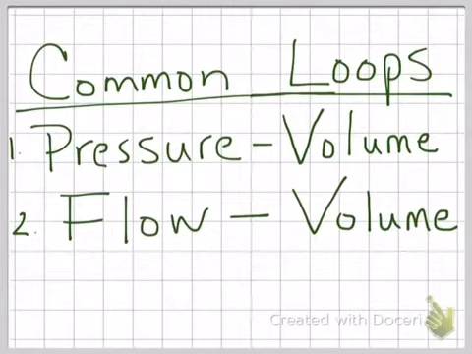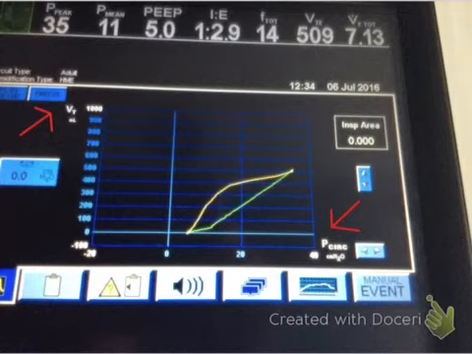The two common loops that can be displayed are a pressure versus volume loop and a flow versus volume loop. This particular picture shows a pressure volume loop. You can see the pressure on the horizontal axis, and the volume on the vertical axis that is being displayed. On this particular ventilator, only one loop can be displayed at a time.